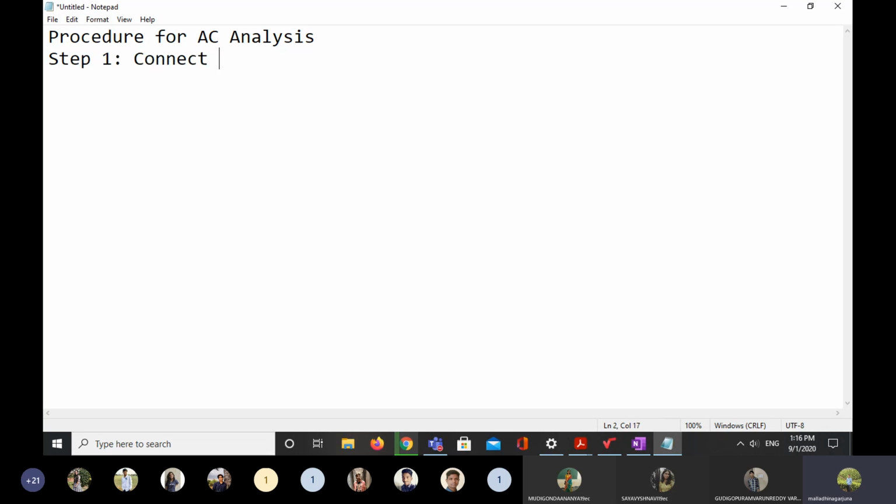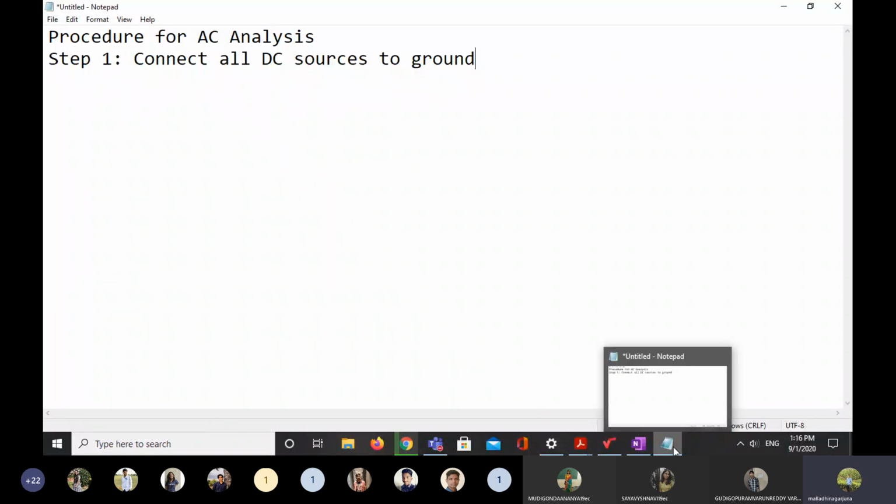Note down the procedure for AC analysis of CE amplifier. Step 1: connect all DC sources to ground. That is the first thing we have to do. Whenever you have a circuit diagram of CE, CB or CC and want to apply AC analysis, first connect whatever DC sources are in the circuit to ground.